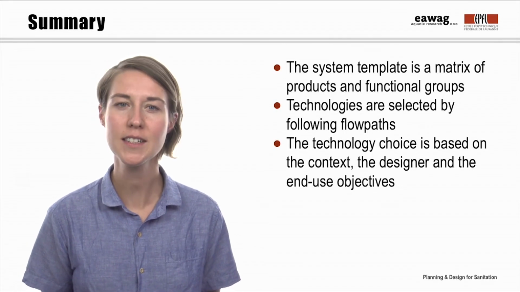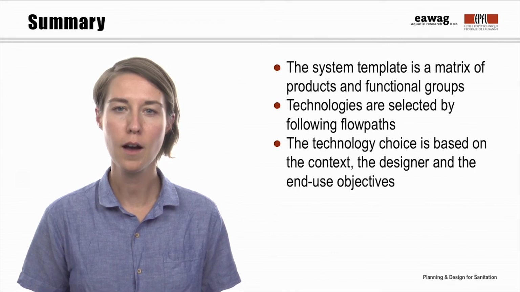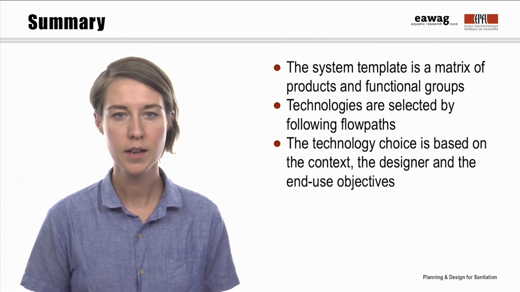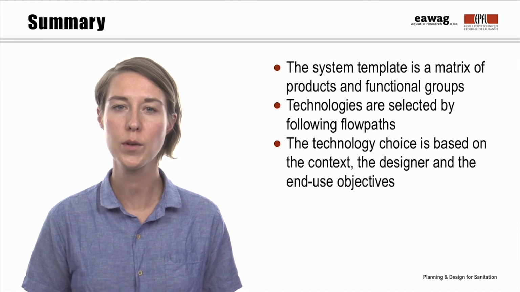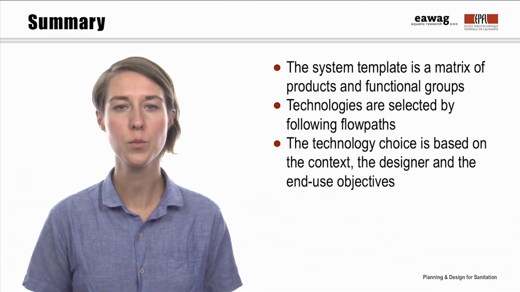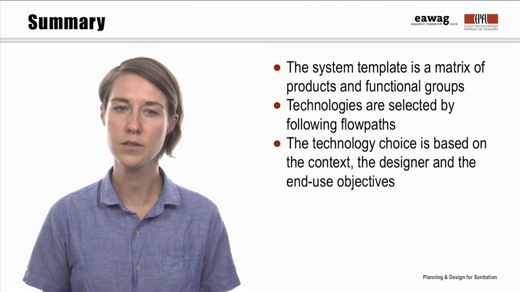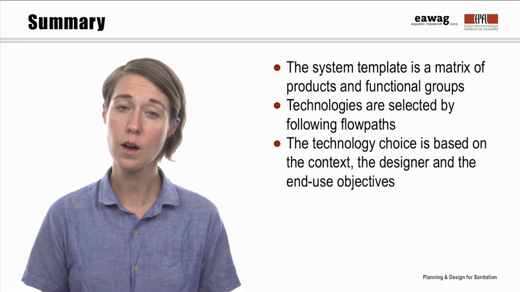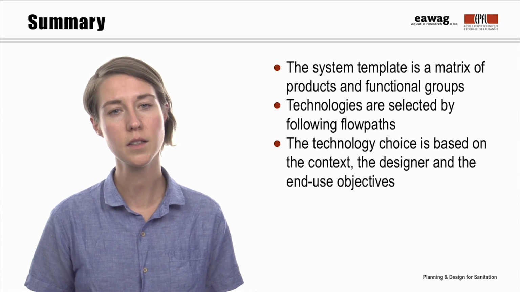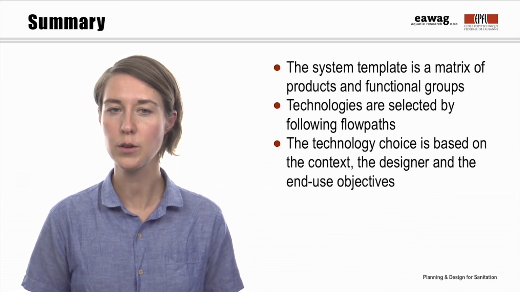In summary, the system template is like a matrix of products and functional groups. Technologies are selected by following flow paths that guide each product through the necessary functional groups. There are a variety of technologies that can be chosen, so the ultimate decision is based on the context, the designer, and the end-use objectives.